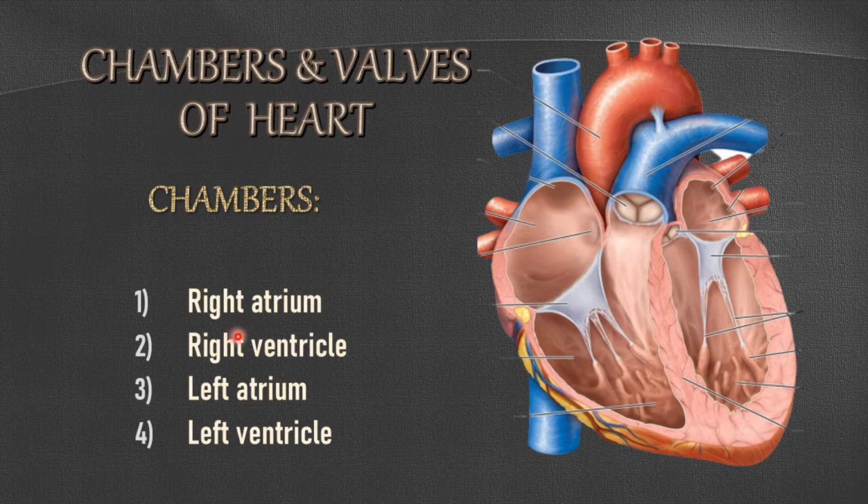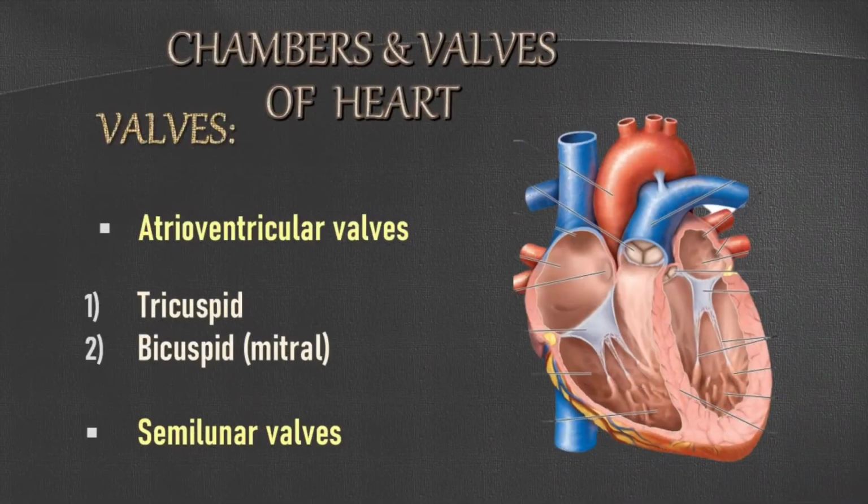So right atrium, right ventricle, left atrium, and left ventricle. Valves: there are two types of valves, the atrioventricular valves and semilunar valves. The atrioventricular valves are the tricuspid and bicuspid. The tricuspid valve is the right AV valve. The bicuspid valve is the left AV valve.